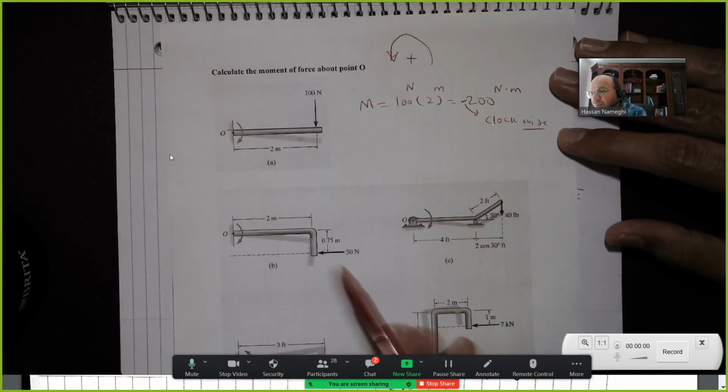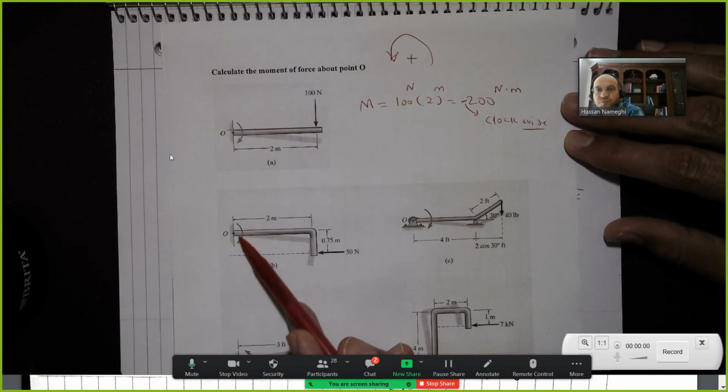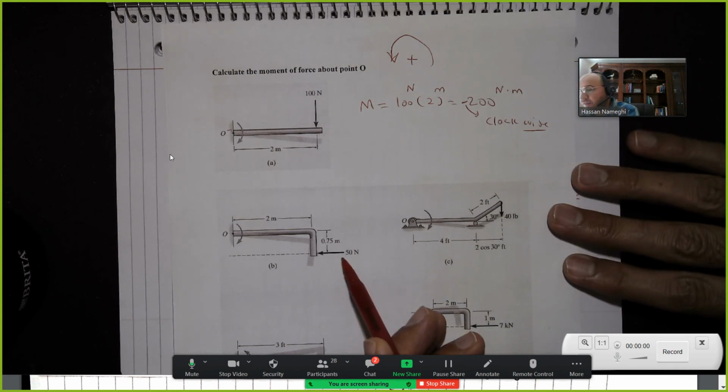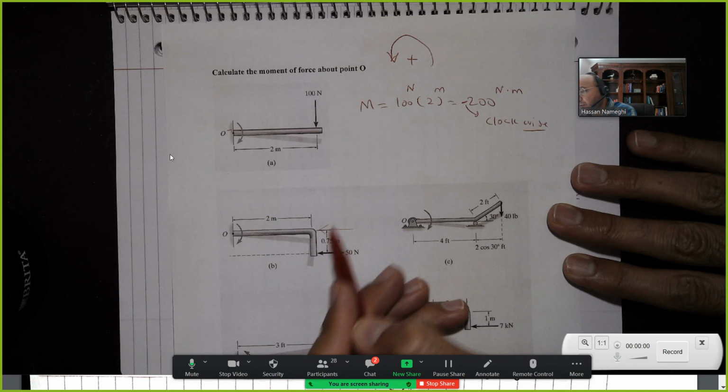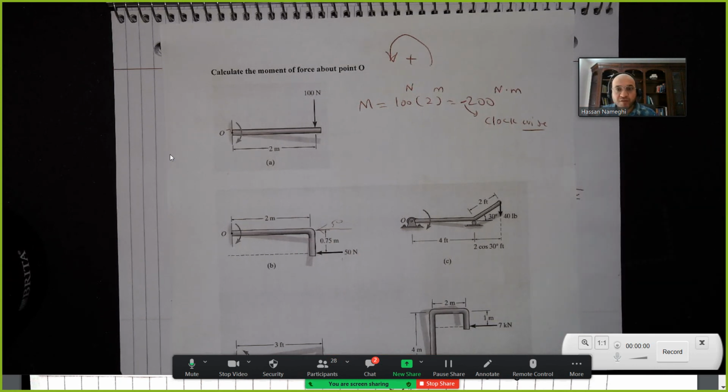Okay, let's move on to the second example. In the second example, I have a force of 50 Newton and we are looking about point O. What distance do I need to use this time? Should I use 2? Should I use 0.75? Or should I use a combination of both? I need to do a little bit of thinking. If the 50 Newton force was applied up there instead of here, it wouldn't create any moment, right? So this moment is created just because of the 0.75 perpendicular distance.